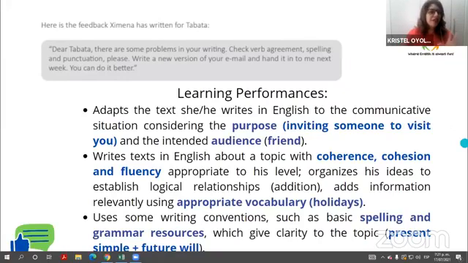I was telling you that these are the learning performances, and I have identified the purpose and the audience, right? For example, you have fully adapted the text to the purpose of inviting someone to visit you. How about a friend? You have fully adapted the text to your intended audience, who is your friend. Probably informal style, yes? And then you create the other descriptors in groups, yes?